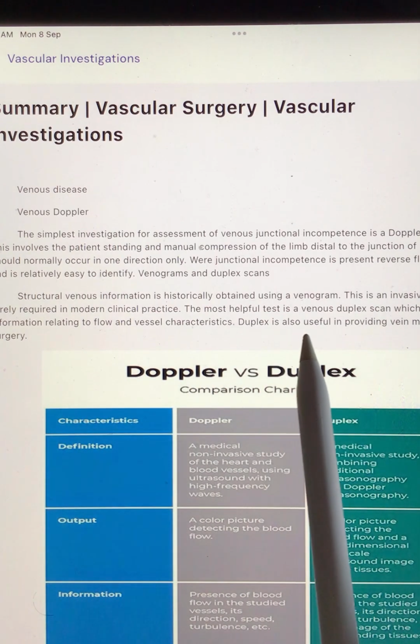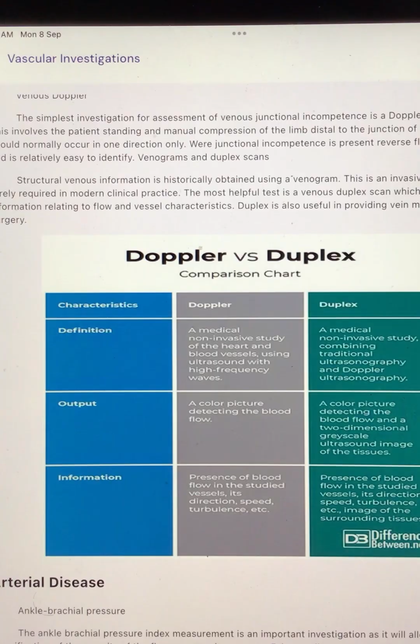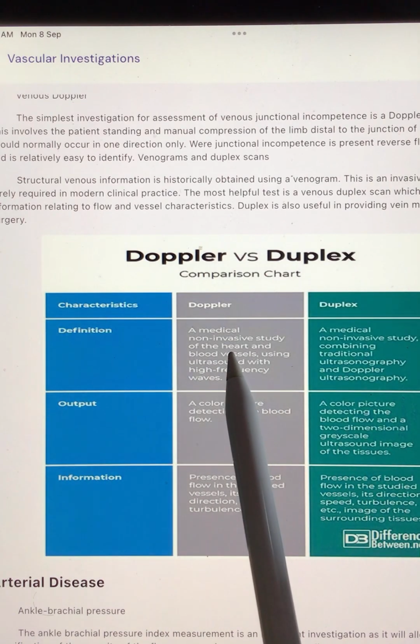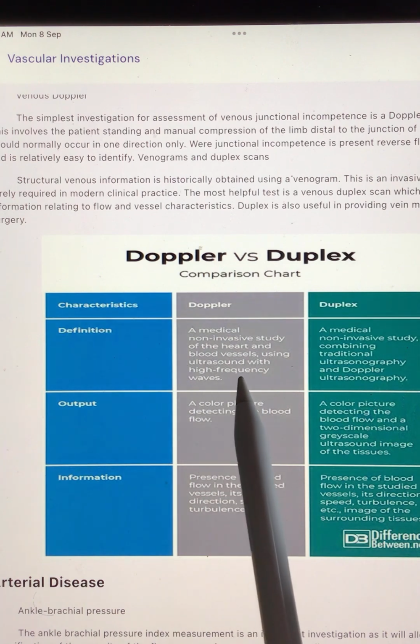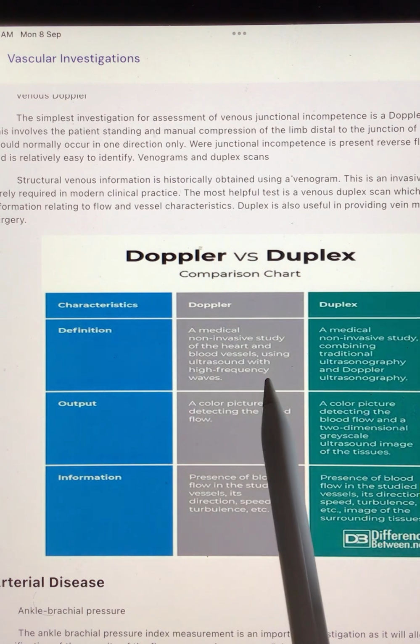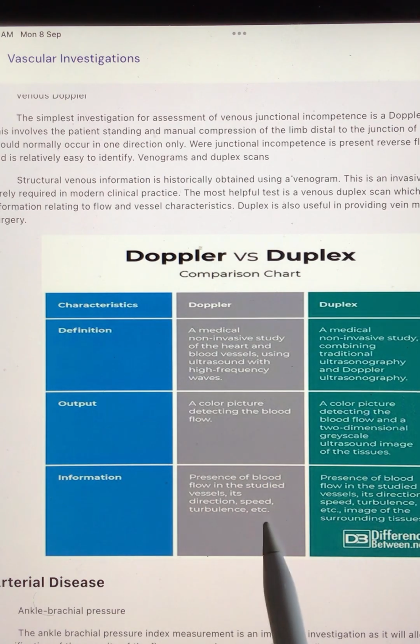The most helpful test is venous duplex scan. Doppler versus duplex scan: duplex will provide information relating to flow and vessel. Duplex is useful in providing vein maps before bypass surgery. What do you do in Doppler? A medical non-invasive study of heart and blood vessels using ultrasound, which has higher frequency waves. Output is a color picture detecting the blood flow. Information: presence of blood in the studied vessel, its direction, speed and turbulence.